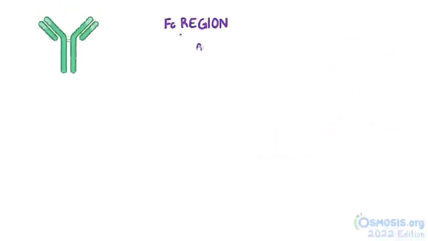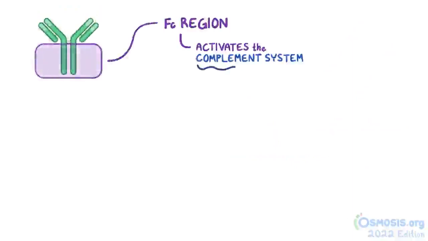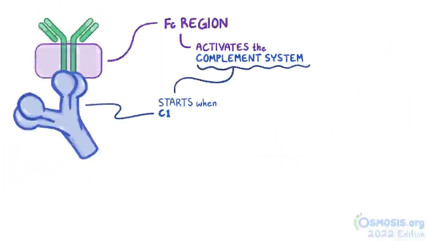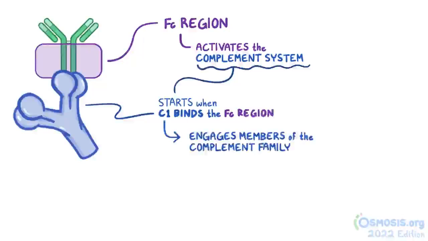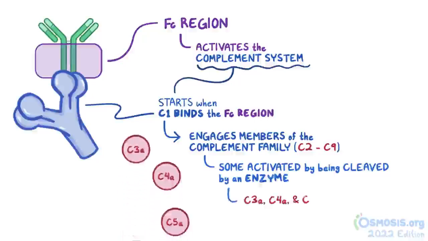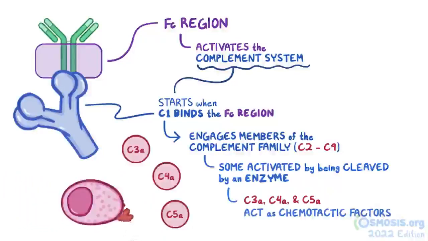The Fc region activates the complement system. The process gets started when C1, the first of the complement proteins, binds to the Fc region of the antibody. C1 then engages other members of the complement family, C2 through C9, some of which are activated by being cleaved or chopped by an enzyme. The cleaved fragments, C3a, C4a, and C5a, act as chemotactic factors, meaning they attract certain cells, in this case, the mast cells.